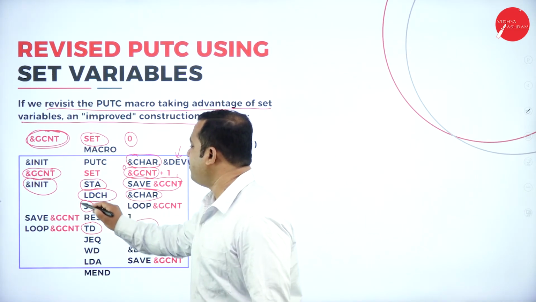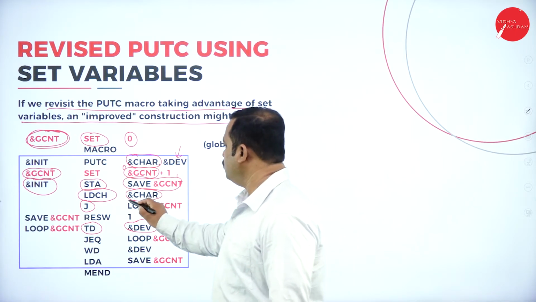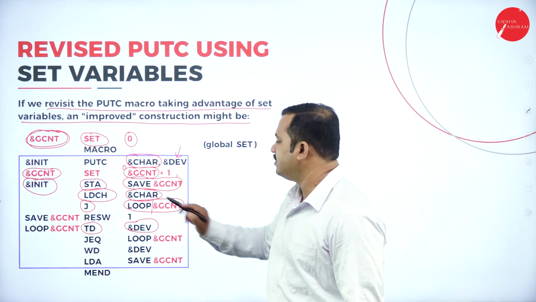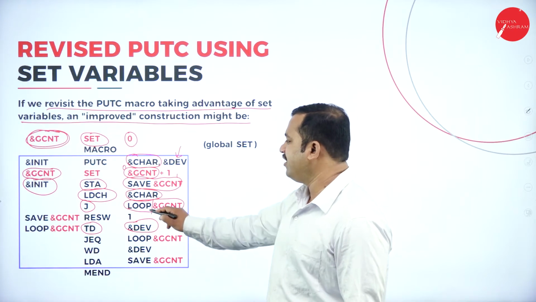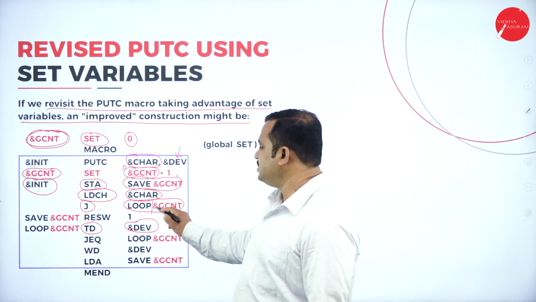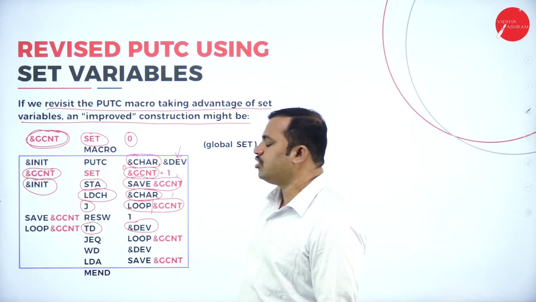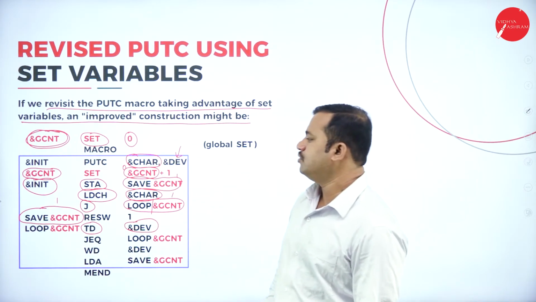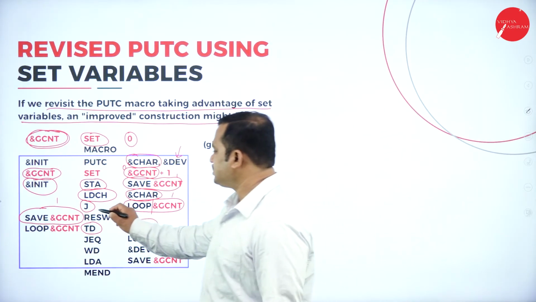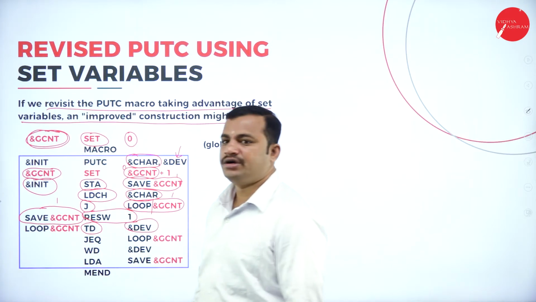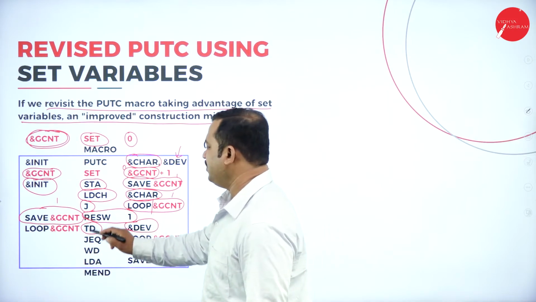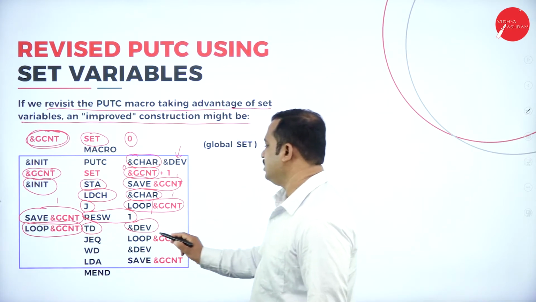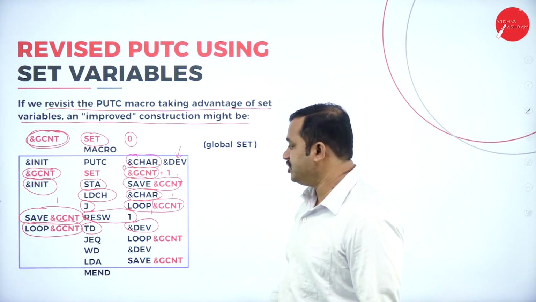We have the jump. When it is going to jump, the loop, ampersand GCNT. So we have the loop statement here. What is the meaning of loop here? We have the loop statement here, GCNT. What is the value of GCNT? 1. Save ampersand GCNT. What is the value of this GCNT now? It is 1. We have 1 here; 1 word of memory location is reserved. Then we have loop GCNT. Where do we have this loop GCNT? It is there again here in this expanded version.